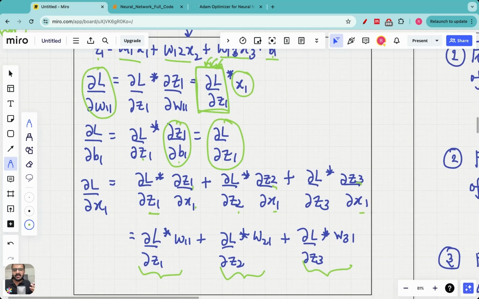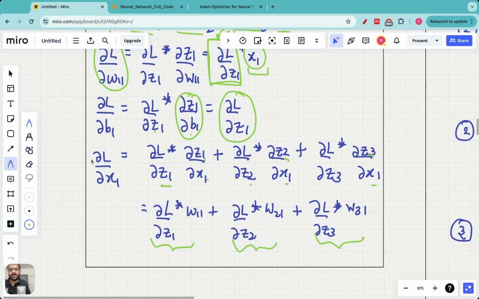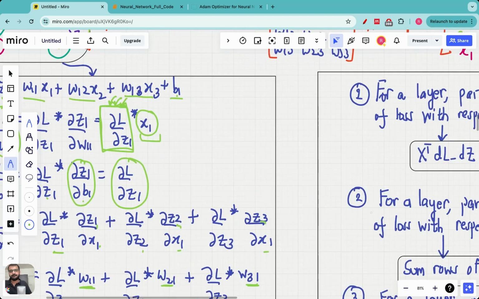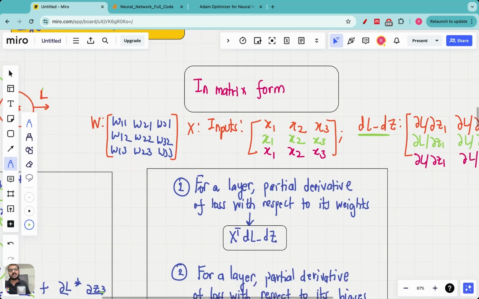I'm showing you these things just to build up your intuition. To find the partial derivative of loss with respect to weights, the inputs come into the picture. To find the partial derivative of loss with respect to inputs, the weights come into the picture. To find the partial derivative of loss with respect to the biases, we just need the partial derivative of loss with respect to the layer outputs. Now let us see how this looks in a matrix formula.